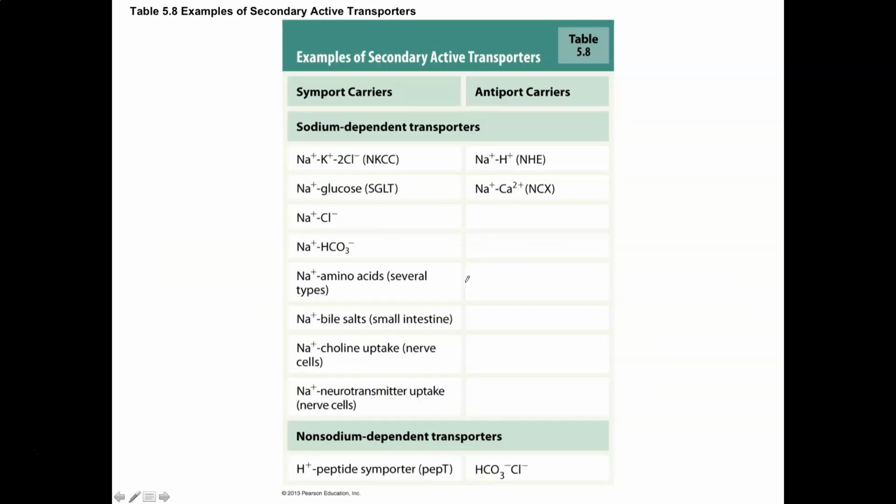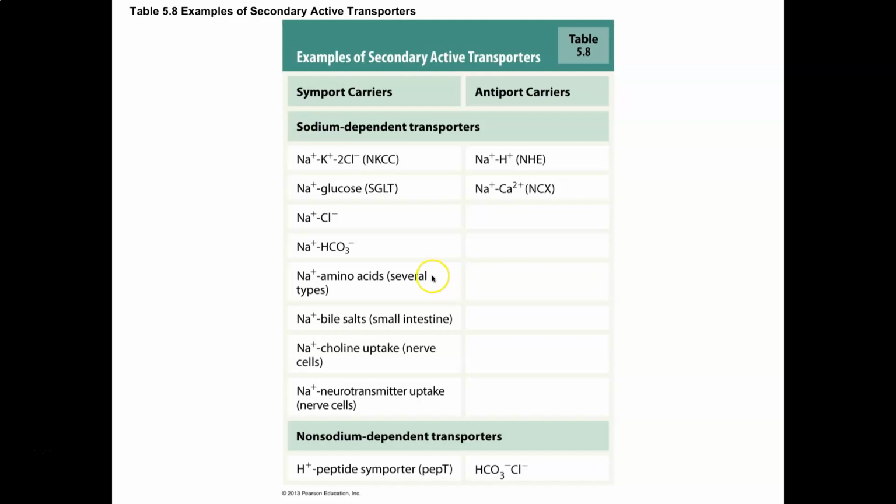Secondary active transport is a form of active transport that relies on energy from the primary active transporter to then power another protein within the system. I'll show you an example of that. So secondary active transport is actually using the potential energy that is created by a concentration gradient that came from the action of a primary active transporter.